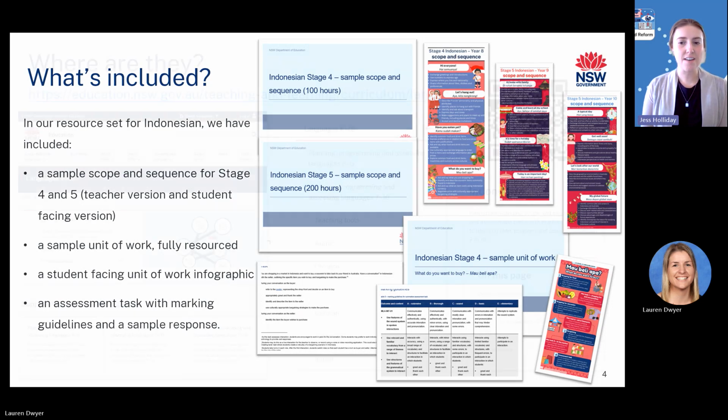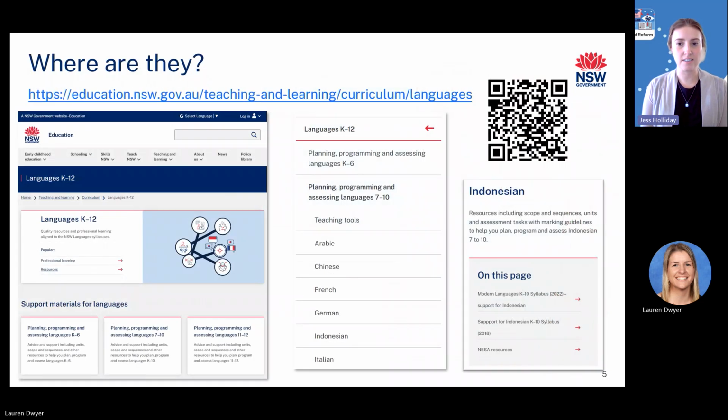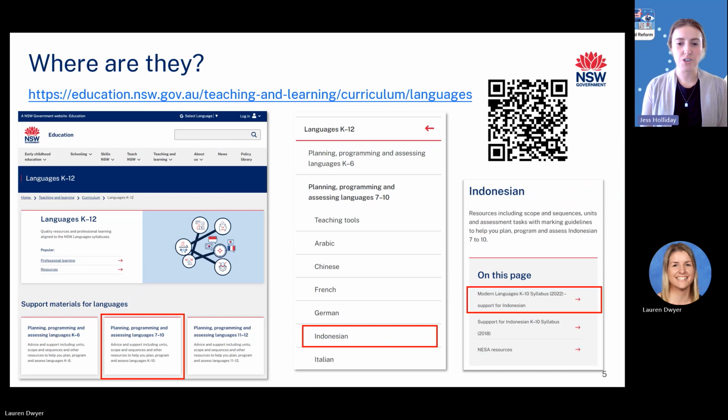Before we keep going, let's have a look at where you can find these resources. You can access them on our webpage. The address shown on the screen, as well as the QR code, will take you to the landing page. Click on the Planning, Programming and Assessing Languages 7 to 10, and then click on the Indonesian tab, which will bring you to all of our Indonesian support. Then click on the Modern Languages K-10 Syllabus 2022 Support for Indonesian heading. You will then be taken directly to the Indonesian support for the new syllabus.